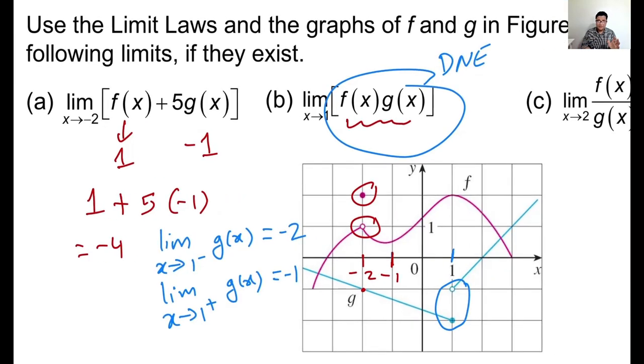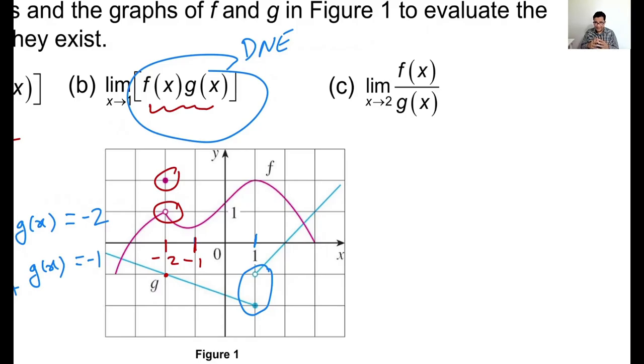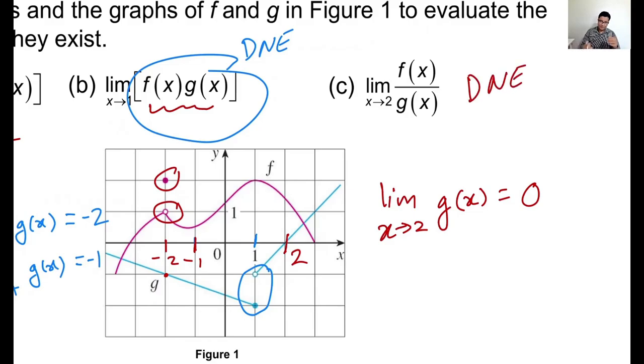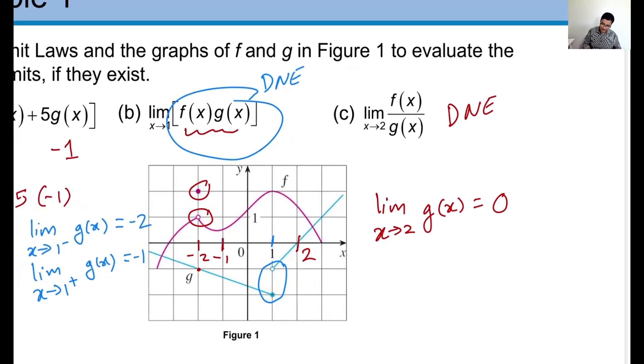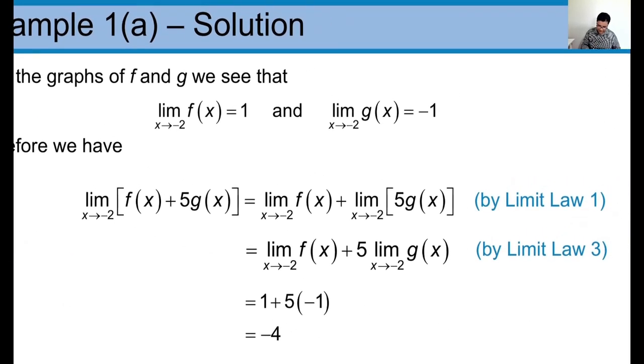All right. And if you look at the right side, the limit as x approaches 2 of the function f(x) over g(x). Where is 2? 2 is here. And the problem there you can immediately see: the limit as x approaches 2 of the function g(x) is 0, right? It's exactly intersecting the x-axis at that point. Hence, this limit also does not exist. You don't have to worry about f(x). If the denominator is 0, it does not exist.